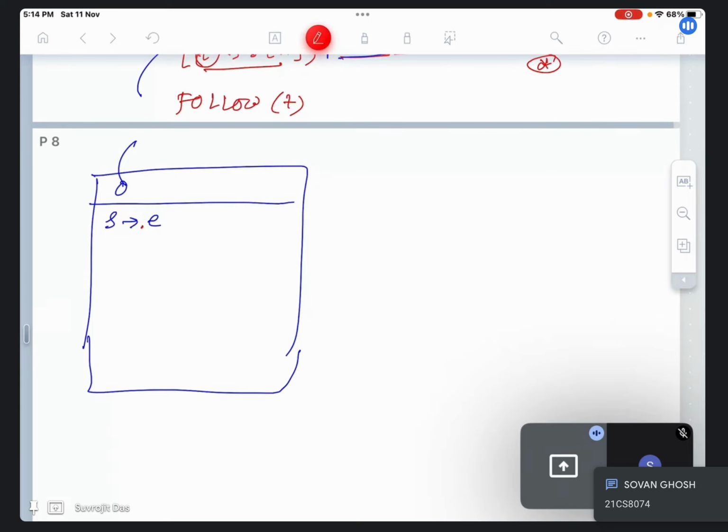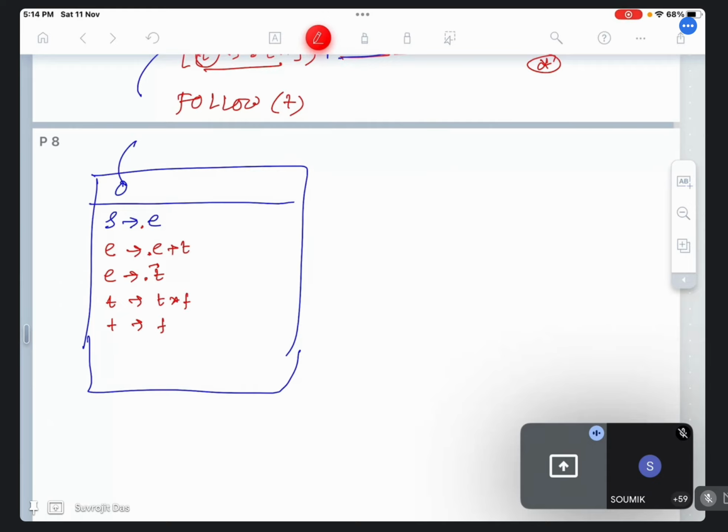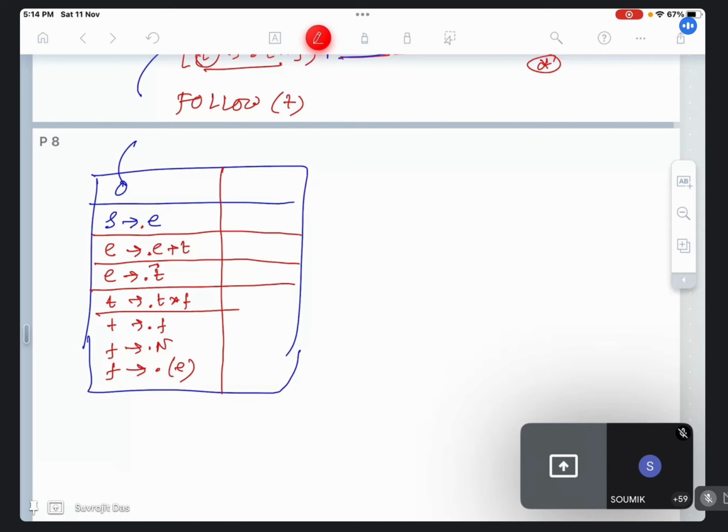Since E is on the right of the dot, we need to take care of these two E's. E goes to E plus T, E goes to T. Since there is a dot on the left of T, we need to take care of these T's. T goes to T star F, T goes to F. Since there is a dot on the left of F, F goes to num and F goes to dot E. So this was the state as listed out with the LR0 items.